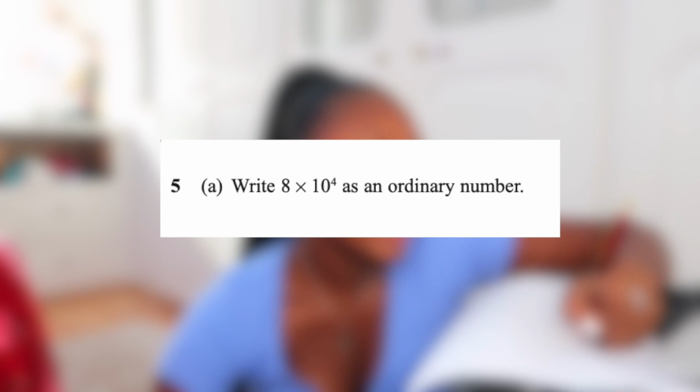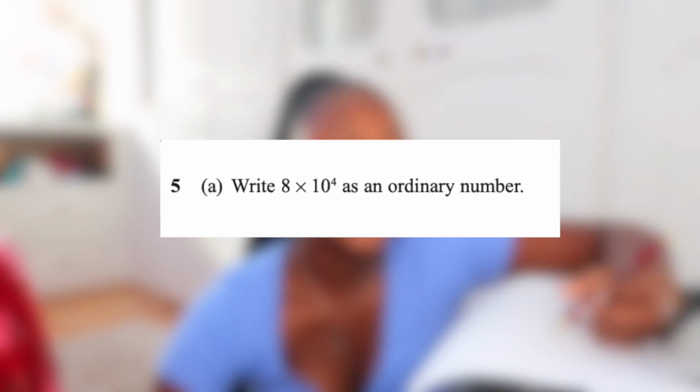Okay, 5a, 8 times 10 to the 4. This isn't squared, but I'm just gonna say squared because the numbers are 4. So whatever number that is, as an ordinary number, 10 times 10 is 100. 100 times another 10, add 2 zeros. 100 times 10, I will add 10, so that's 1,000. 1,000 times 10 is 10,000. So the number is 80,000. That should be right. If it's not right, then I don't know how I got the grade I did.